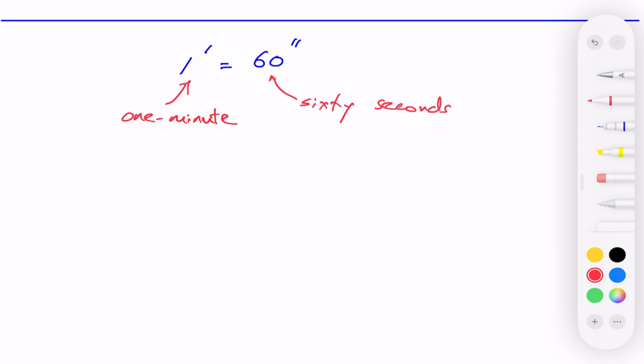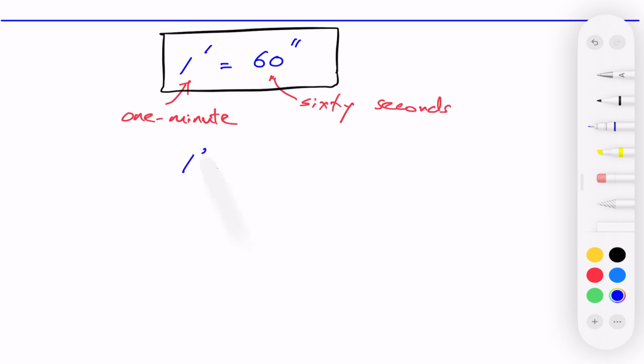Alright, now we have a new equation. We have 1 minute being equal to 60 seconds. Remember earlier we had 1 degree being equal to 60 minutes. Since 1 minute is equal to 60 seconds, we can show that 1 degree should be equal to 60 times 60 seconds, which is simplified into 3600 seconds.